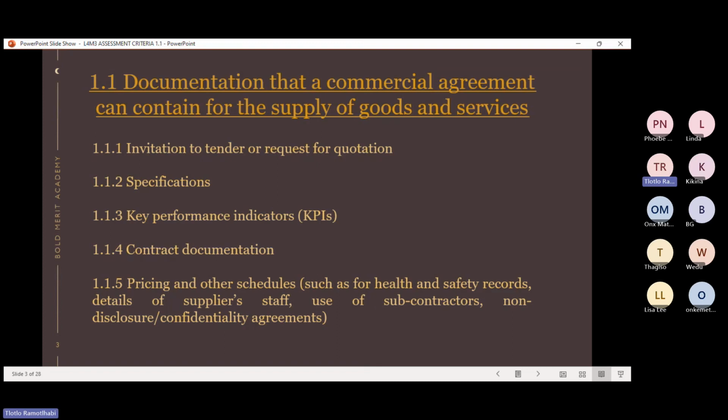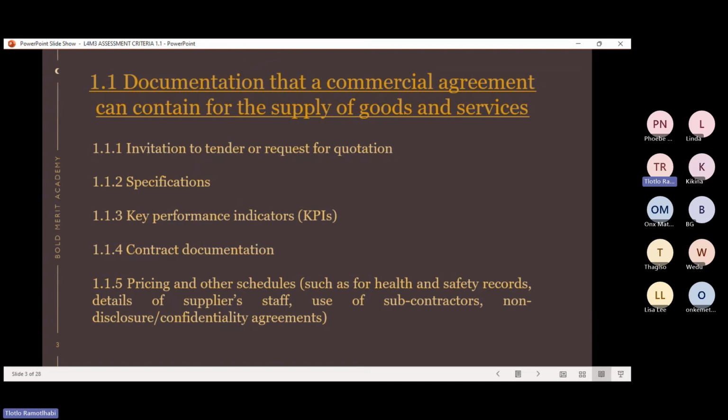Here we are dealing with contracts, where we would be dealing with a supplier, or the supplier would be dealing with the buyer. So we are going to use what we call key performance indicators, and as I said, they can be anything that we deem necessary to incorporate into a contract.